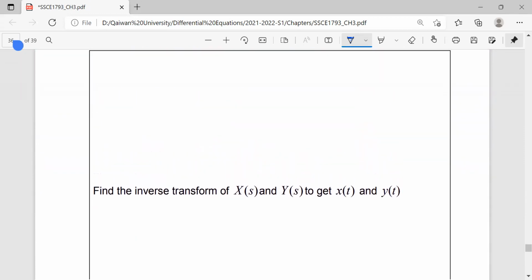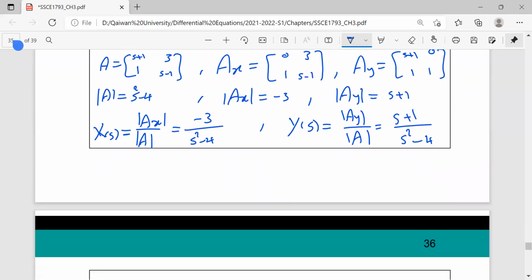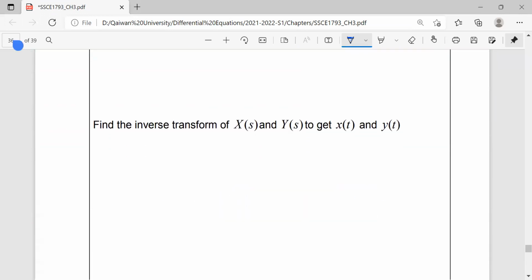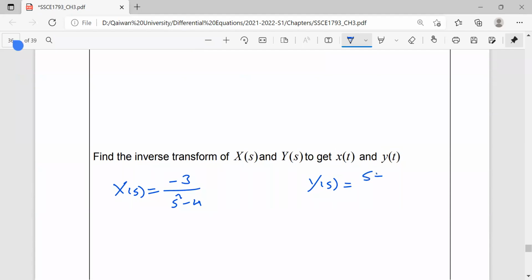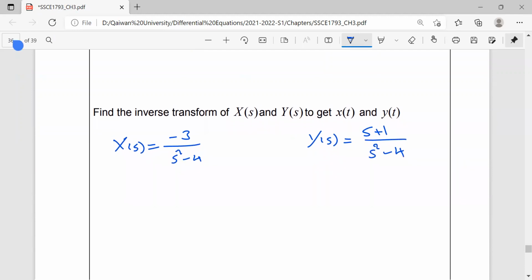Okay. We now try to find the Laplace inverse for these two. We say x of s equals minus 3 over s squared minus 4. And y of s equals s plus 1 dividing by s squared minus 4. Okay. Now, here we say x of t, we take the Laplace inverse for both sides.